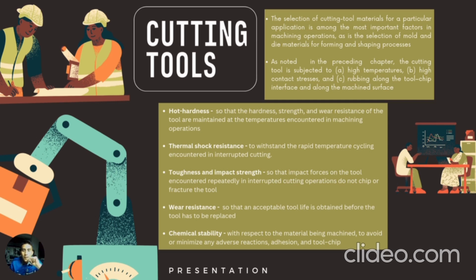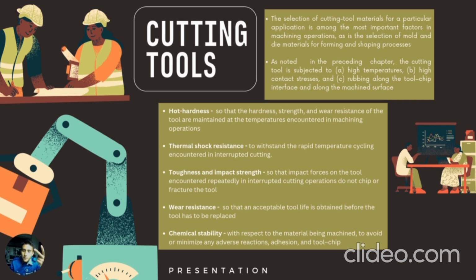For the criteria that must be in our cutting tools, the first is hardness, so that the hardness, strength, and wear resistance of the tools are maintained at the temperatures encountered in machining operations. For the second one, our cutting tools must have thermal shock resistance, so they can withstand the rapid temperature cycling encountered in interrupted cutting.